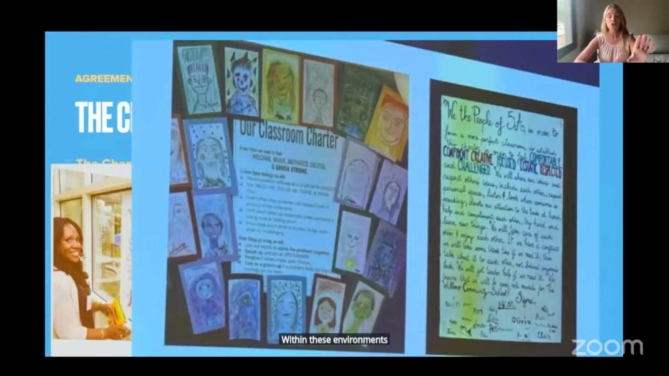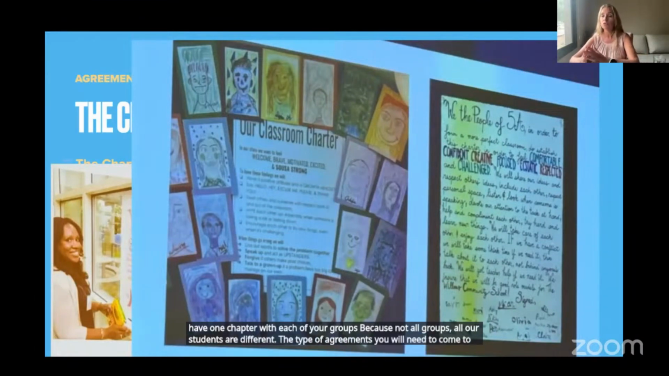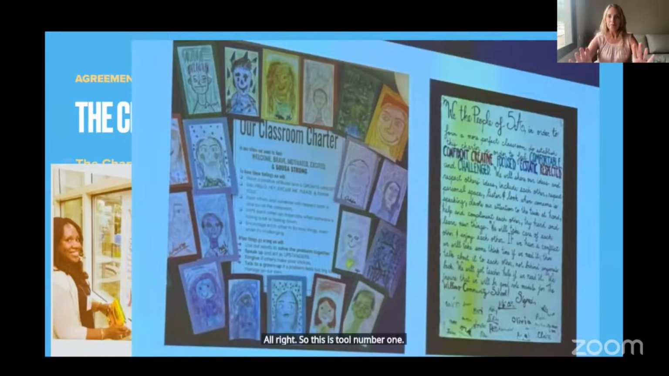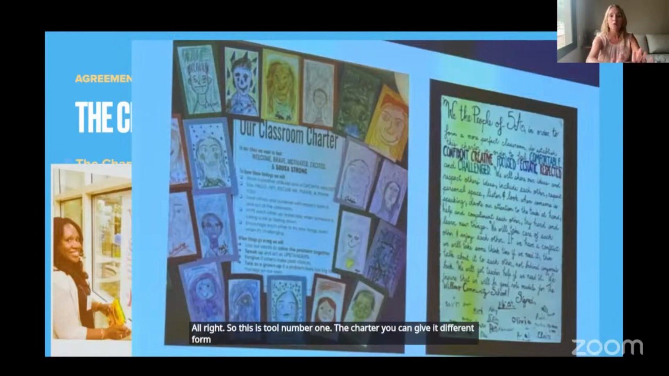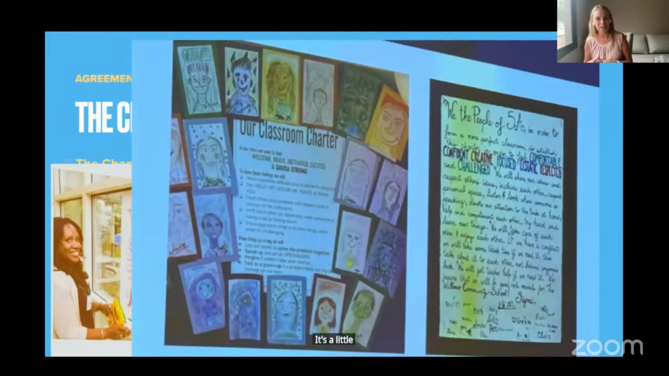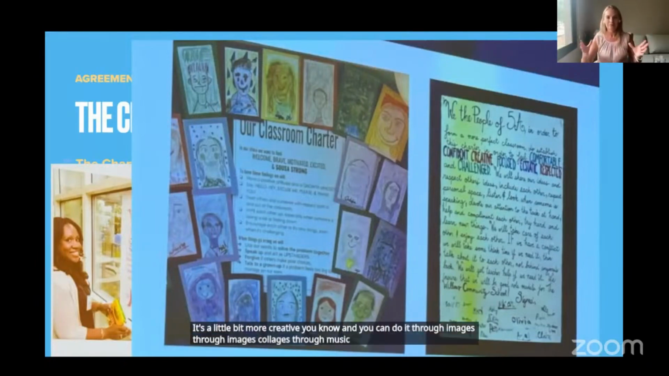So, of course, my dear teachers, you will need to have one charter with each of your groups, because not all groups, all our students are different. The type of agreements you will need to come to will be different from one group to the other, and they should. All right? So this is tool number one, the charter. You can give it different formats. As you can see now in this one, students drew themselves so that they could be represented around the text, around the agreements of the charter. In other cases, it's a little bit more creative, and you can do it through images, collages, through music, through you name it.